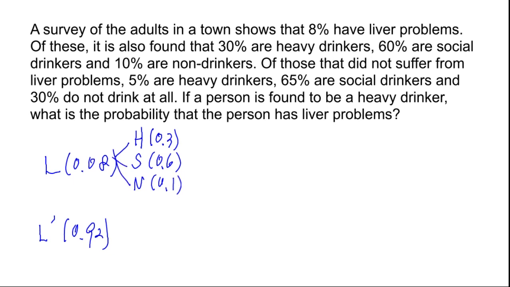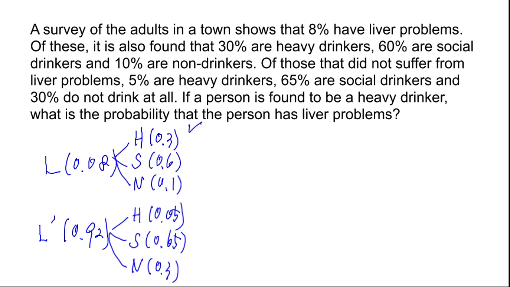Good. Okay, of those that did not suffer from liver problem, 5% are heavy drinkers, and 65% are social drinkers, and 30% do not drink at all. If a person is found to be a heavy drinker, so heavy drinker is these two situations, right?